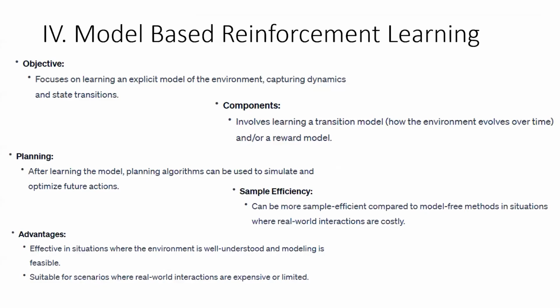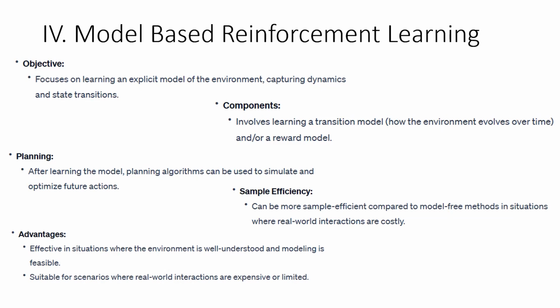So you also have model-based reinforcement learning. The objective of model-based reinforcement learning focuses on learning an explicit model of the environment, capturing dynamics and state transitions. And then you have the components of model-based reinforcement learning. It involves learning a transition model, how the environment evolves over time, and/or a reward model. And then you have the planning linked to model-based reinforcement learning. After learning the model, planning algorithms can be used to simulate and optimize future actions.